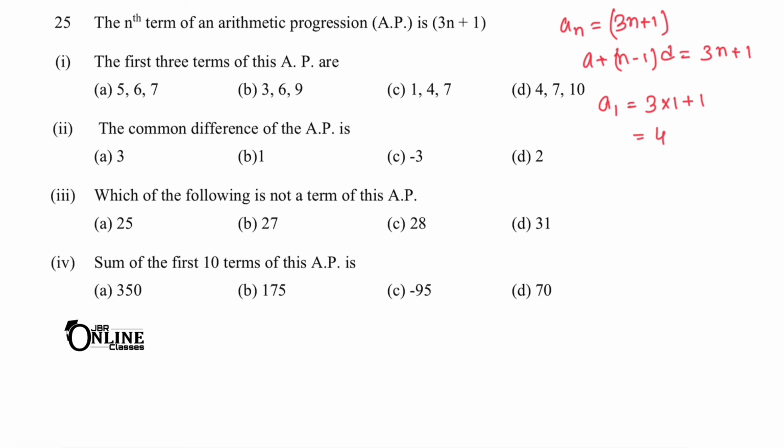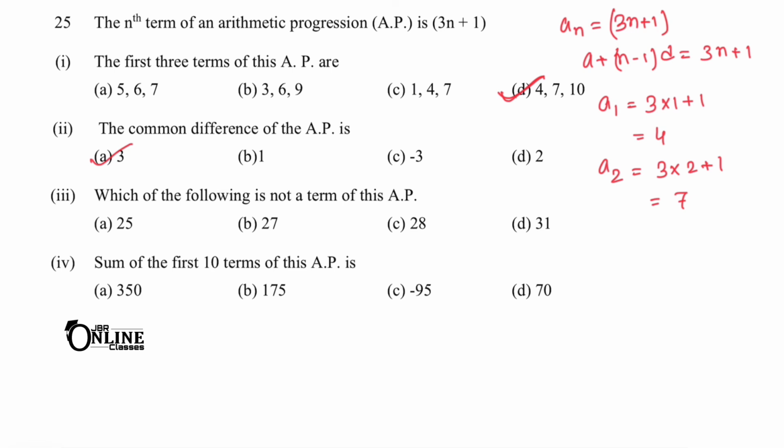Now what will be the second term? The second term a2 equals 3 into 2 plus 1, so that equals 7. So definitely the third term will be 10. So your first answer will be option D. Next one, the common difference of the AP. As here 4, then 7, then 10, the common difference is 3.